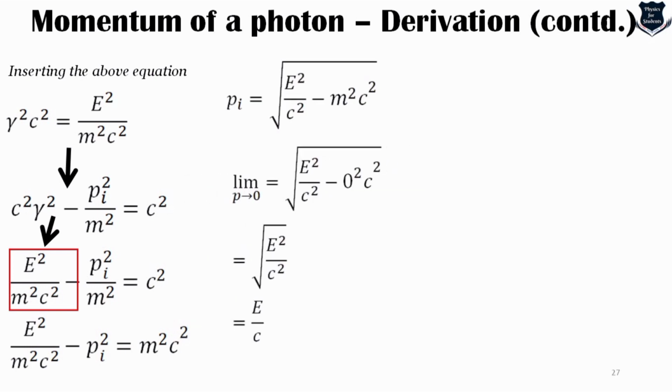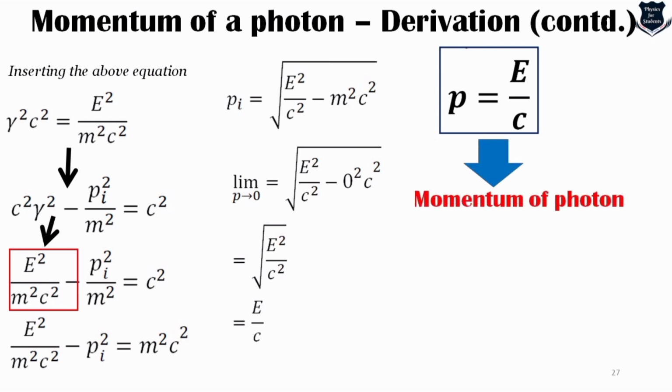So we get this p, and then forget it for the time being. What we are doing is that if we consider m as the limit extending towards 0, then within the square root we get E squared by c squared, and when we remove the square root, we get E by c. And you see now we have got the momentum of a photon, p equals E by c, which is actually the momentum of a photon.